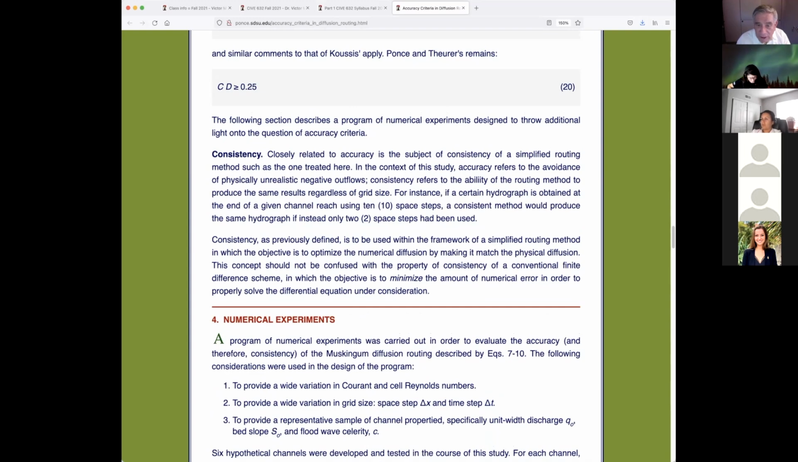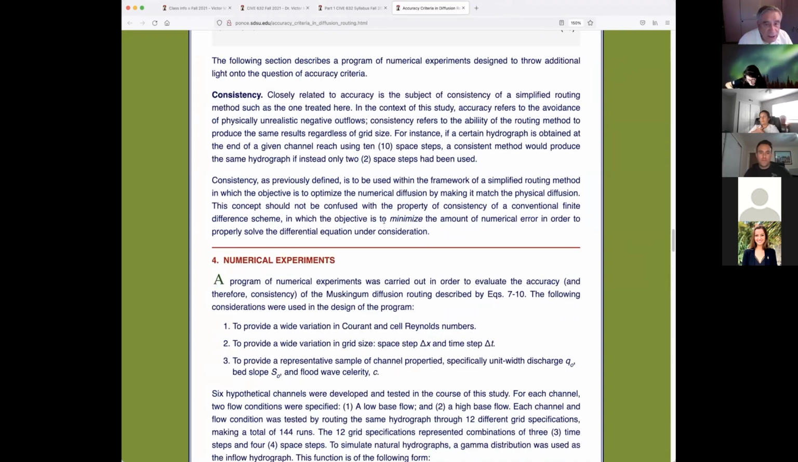In the context of this study, accuracy refers to the avoidance of negative outflows. Sure, if you have negative outflows, you don't have any accuracy. Consistency refers to the ability of the routing method to produce the same results regardless of grid size.